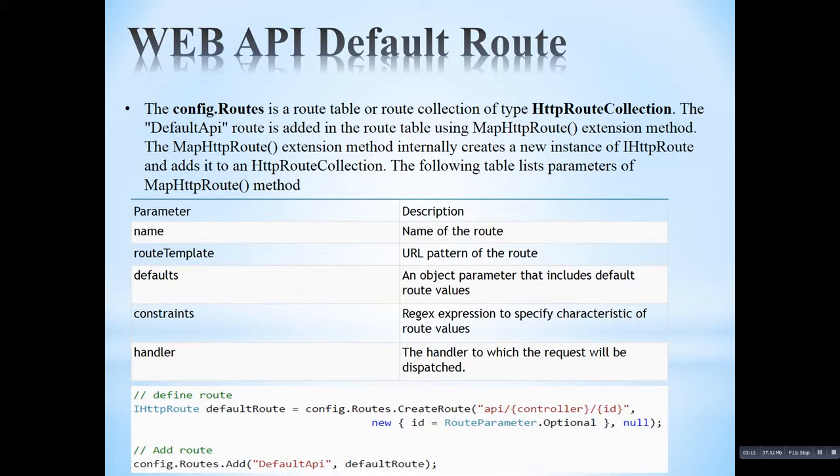Separately, we can also add a route. You can see here we are creating an instance of HttpRoute, which is returned from the CreateRoute method. Here we pass the controller configurations and the defaults, and it returns a route object, and we add that to the HttpRouteCollection.